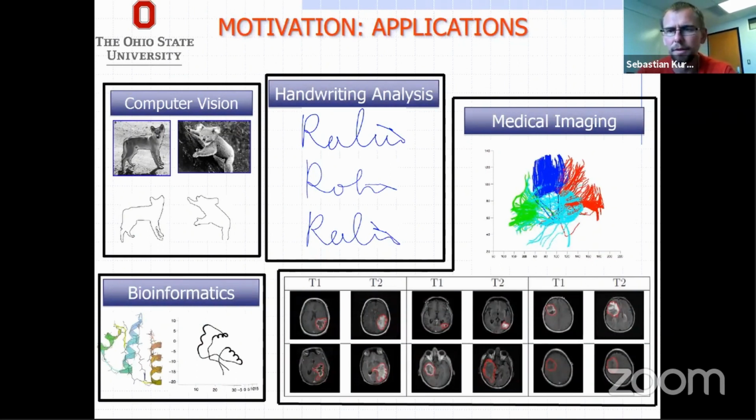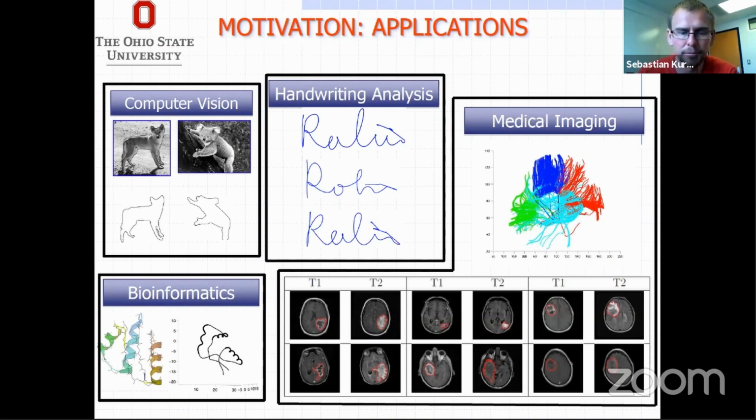Just to convince you about the motivation behind this work, curve data and in particular shape data are the primary objects of interest for data analysis in many imaging applications. Here I'm just showing a few. They range from computer vision and bioinformatics to applications in biometrics and medical imaging. And really an important application of this work is in medical imaging, where we're often interested in visualizing variability in different types of structures.